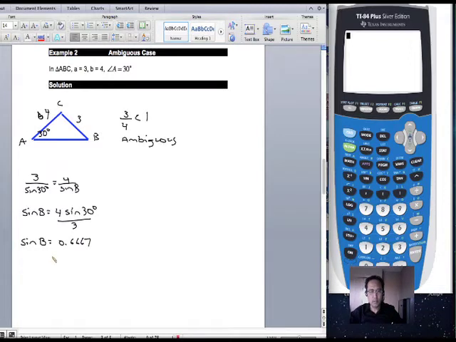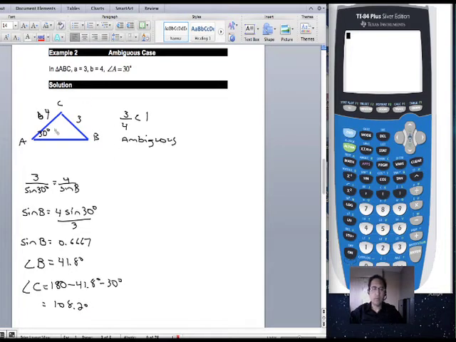Now, when we take the inverse sine of 0.667, this changes to an angle. So the sine has to change to an angle, which is 41.8 degrees. Okay, so we know that this is 41.8. All three angles of a triangle have to add up to 180. So angle C is going to be equal to 180 minus 41.8 minus 30, and that's going to give us 108.2 degrees.